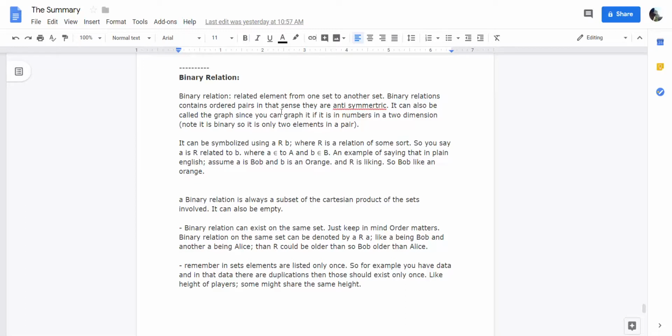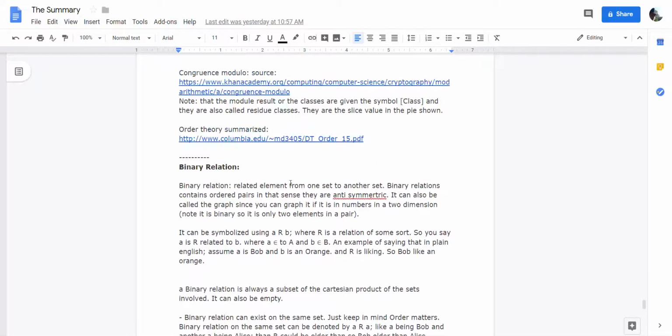Anyway, so we came to know in the last video about Cartesian products and what they are and stuff like that. So binary relation is about relating one element from one set to another element in another set. So you basically have a single connection between these two, and the connection is based on a given relation. So binary relations are ordered pairs.